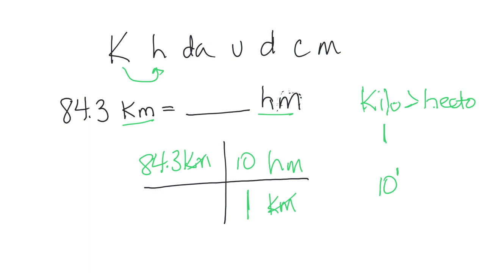Okay, so then when we do this, let me go ahead and erase that so that we have a space to write on. Okay, so 84.3 times 10 is 843 hectometers. Now, of course, you could always move the decimal, but you can do it that way, or you can just use this, so whichever way makes sense.